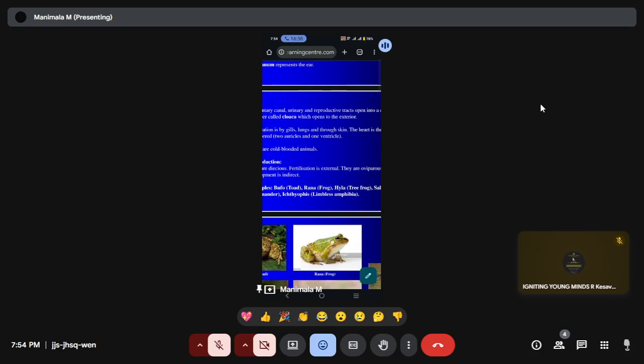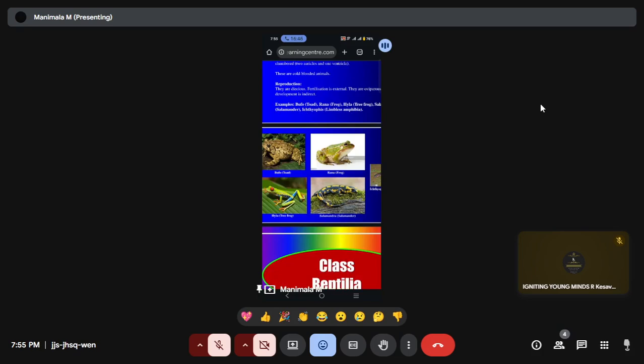What are the three ways of exchange of gases that take place in amphibians? Cutaneous, through the skin. Through lungs. Through gills.